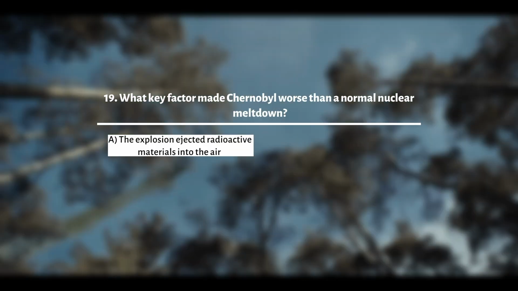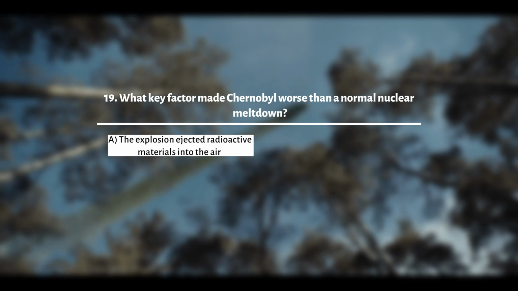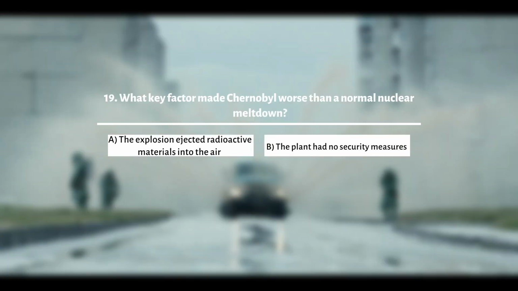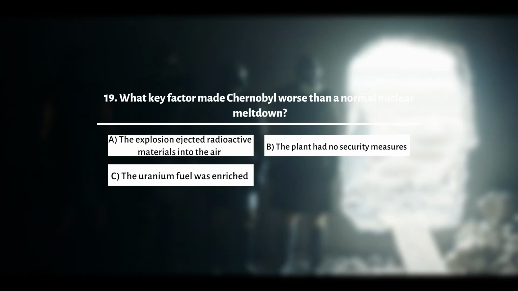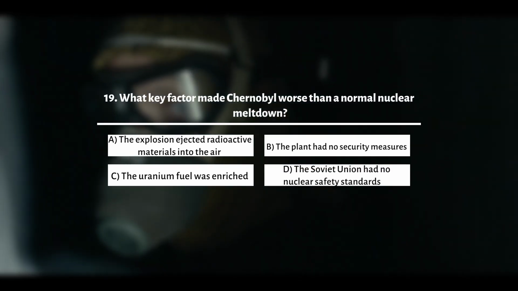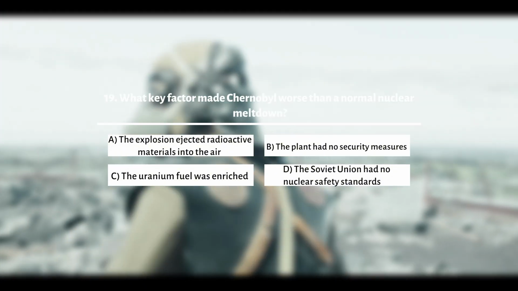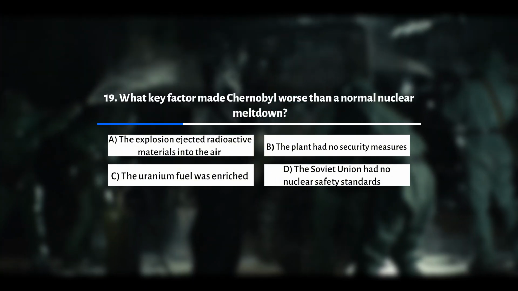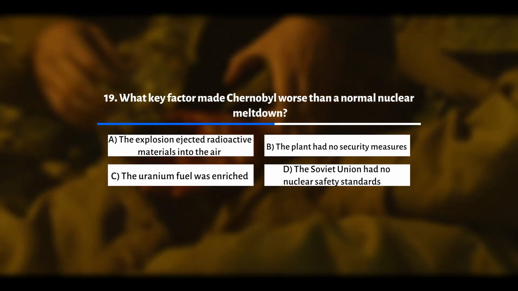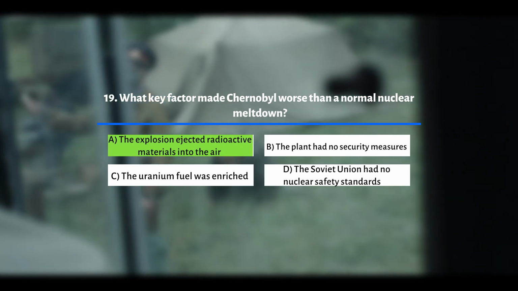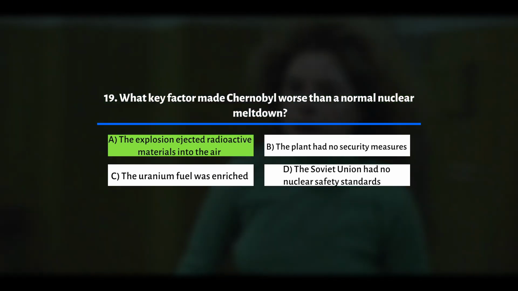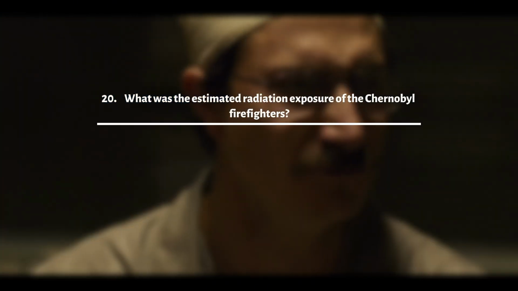A. The explosion ejected radioactive materials into the air. B. The plant had no security measures. C. The uranium fuel was enriched. D. The Soviet Union had no nuclear safety standards. Correct answer, the explosion ejected radioactive materials into the air. 20. What was the estimated radiation exposure of the Chernobyl firefighters?